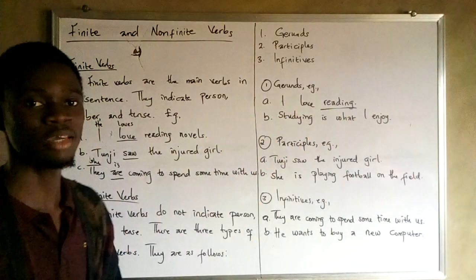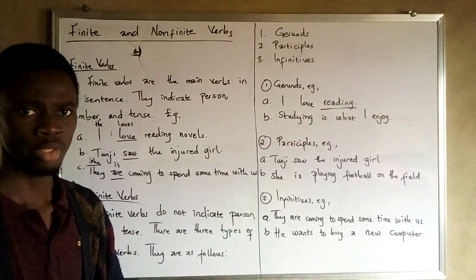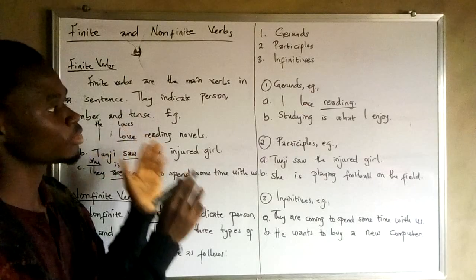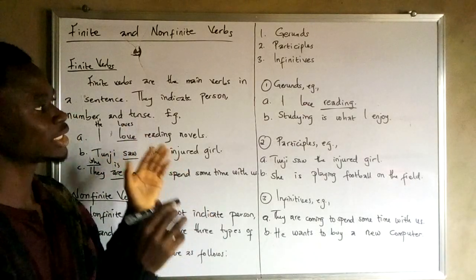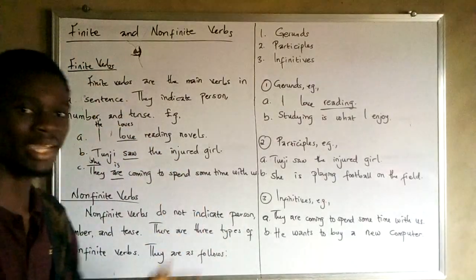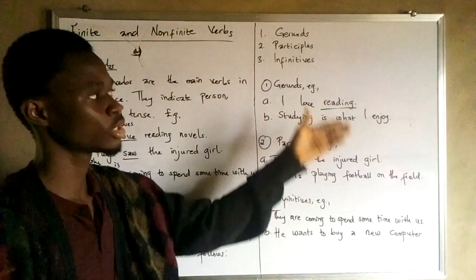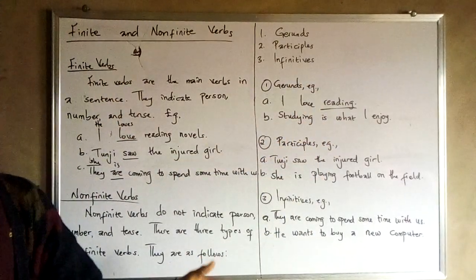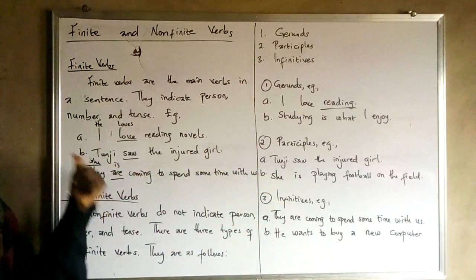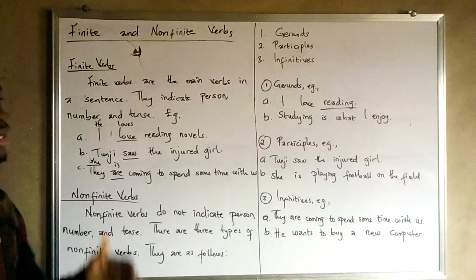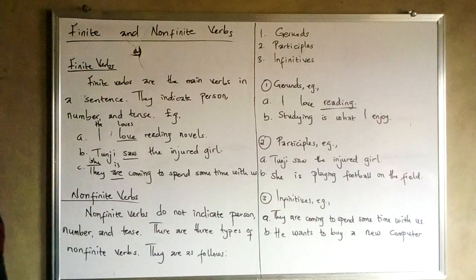The reader remains the same, it doesn't change, regardless of the number of the subject, or the type of person involved in the subject, or the tense in the subject. So the reader remains the same. That shows the reading there is a non-finite verb. It doesn't agree with the subject in an expression or in a sentence.